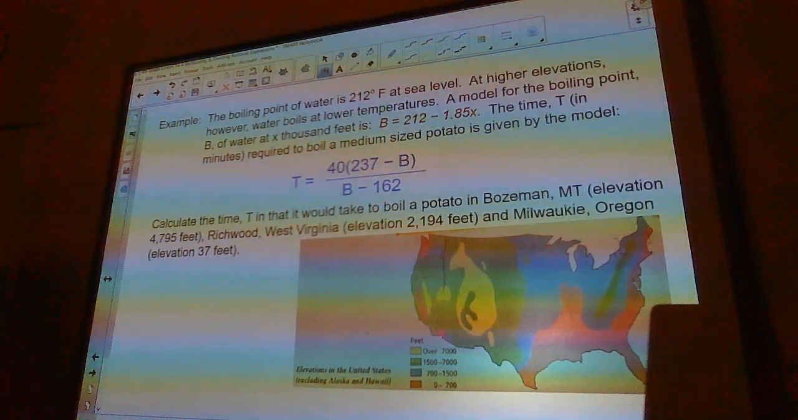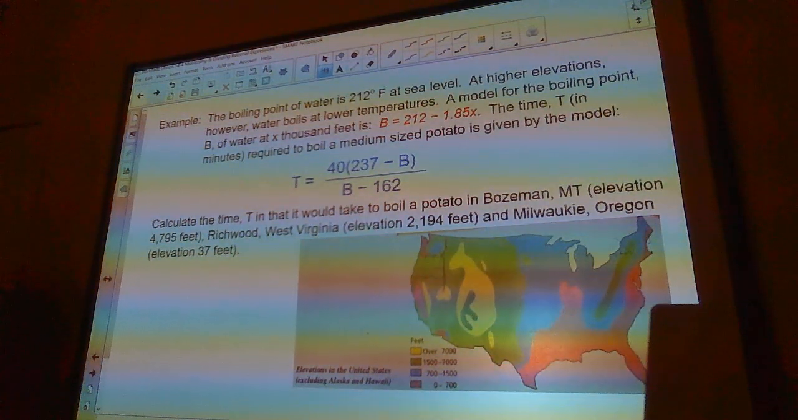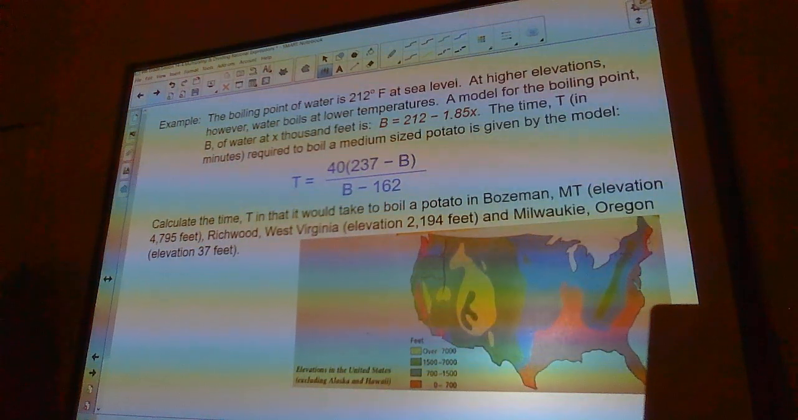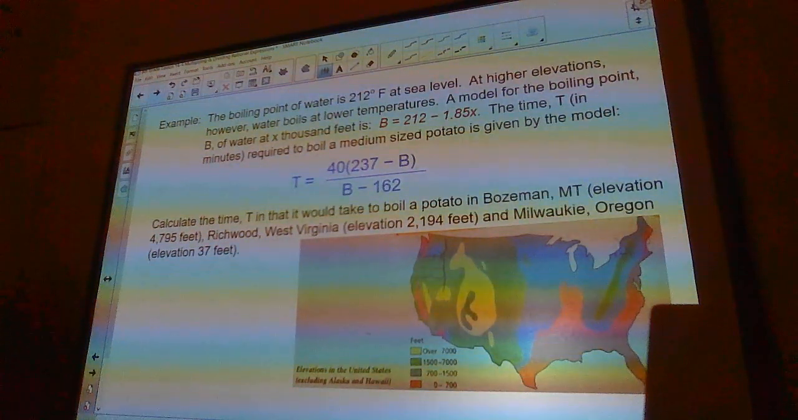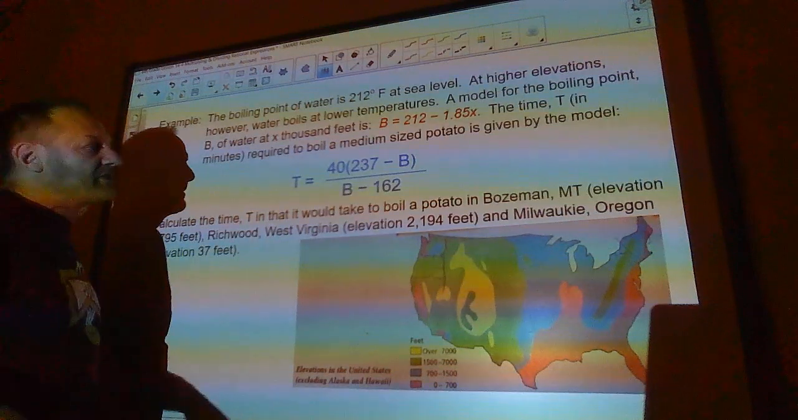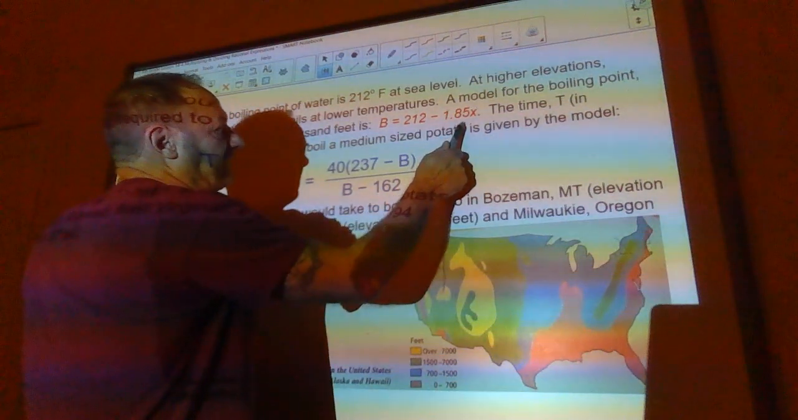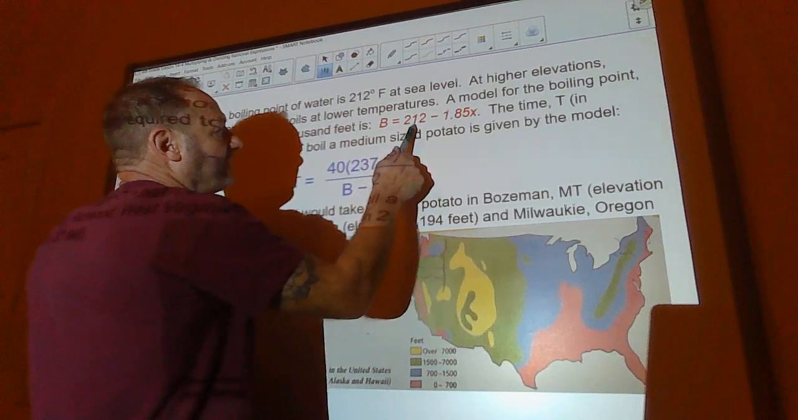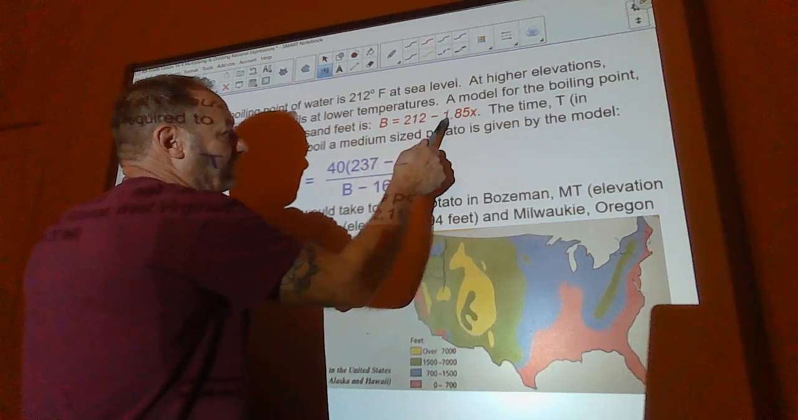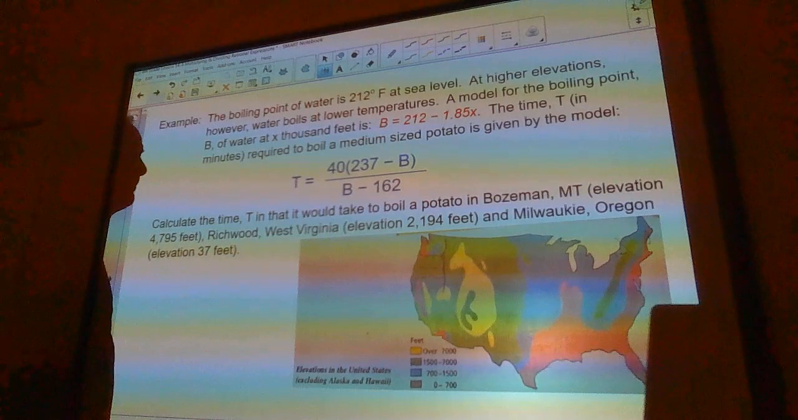Okay, the boiling point of water is 212 degrees Fahrenheit at sea level. At higher elevations, however, water boils at lower temperatures. A model for the boiling point B of water at x thousand feet is B equals 212 minus 1.85x. So basically what this says is for every 1,000 feet that you go up in altitude, this boiling temperature drops by 1.85 degrees.